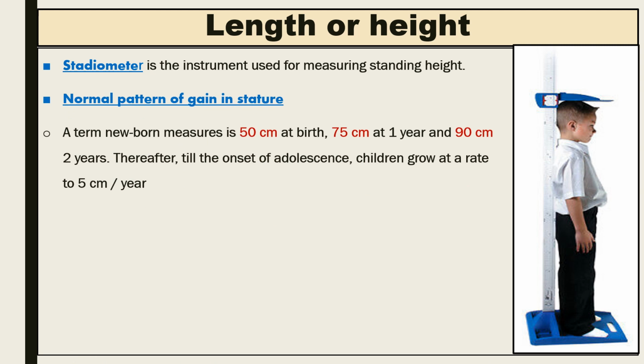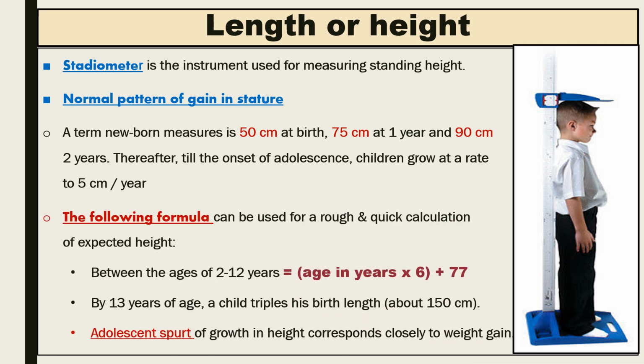Normal pattern of gain in stature: a term newborn's length is about 50 centimeters. At 1 year it is 75, at 2 years it is 90, and he doubles his length at the age of 4 years.